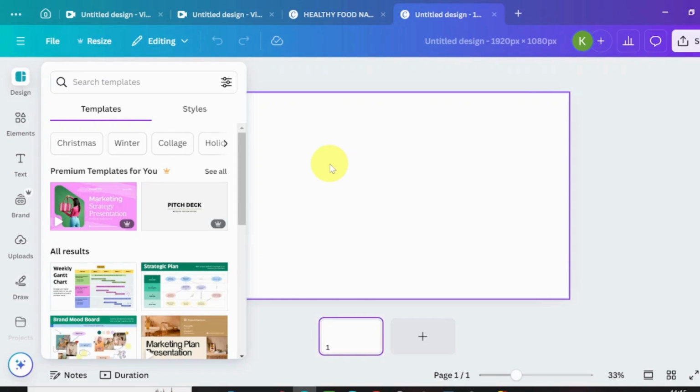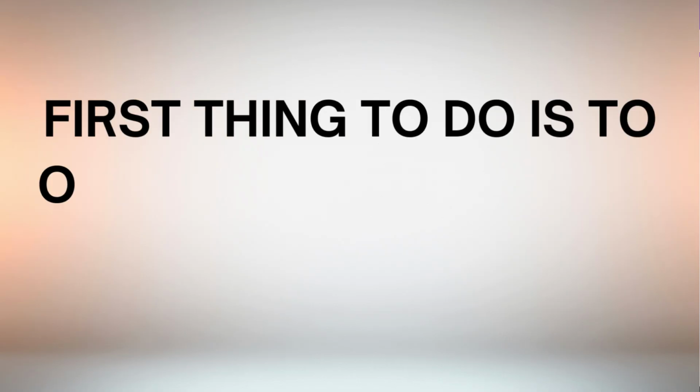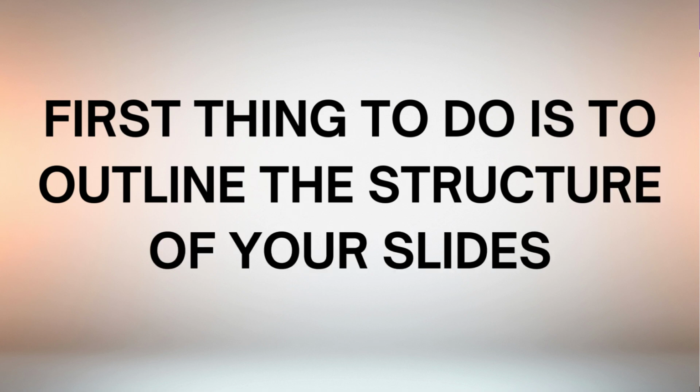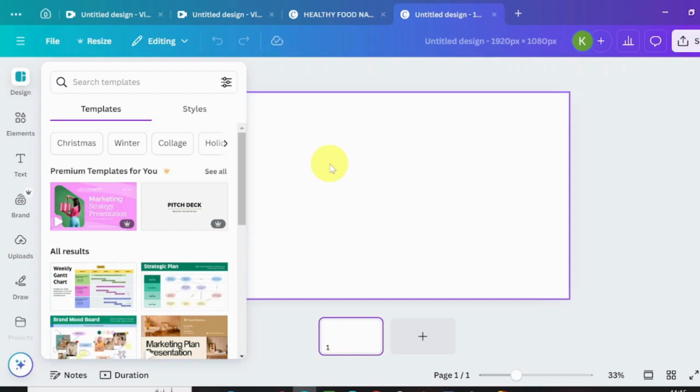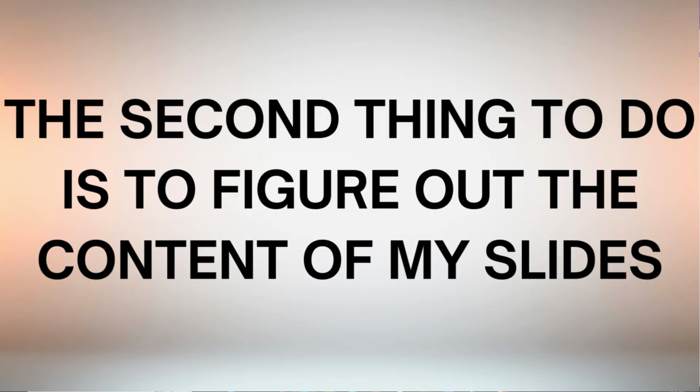So before designing at all, you need to outline the structure of your slides. That's the first thing. How many slides do you want this presentation to have? For this one, I'd already concluded and figured out that I will need about 10 slides. So I can't just go ahead and start designing. I need to know what the content of my slides is.